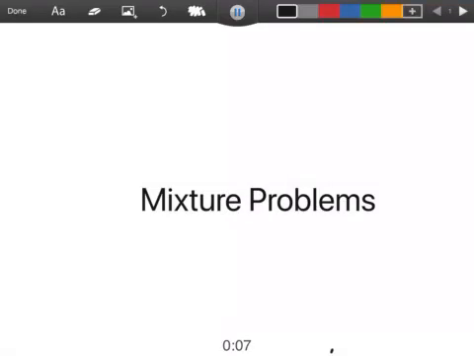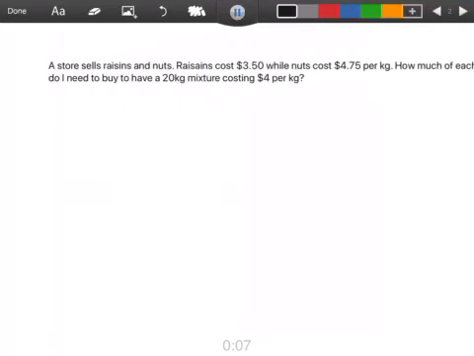Hello everybody, today we're going to be doing mixture problems. A store sells raisins and nuts. Raisins cost $3.50 while nuts cost $4.75 per kg. How much of each do I need to buy to have a 20 kg mixture costing $4 per kg? One thing we know about the mixture: it's 20 kg and it costs $80 in total.